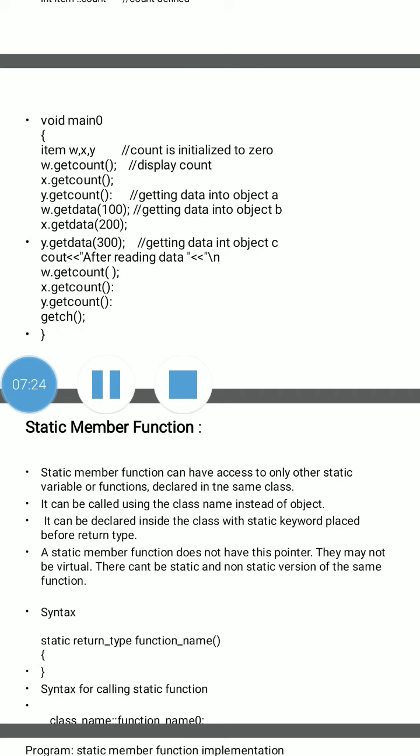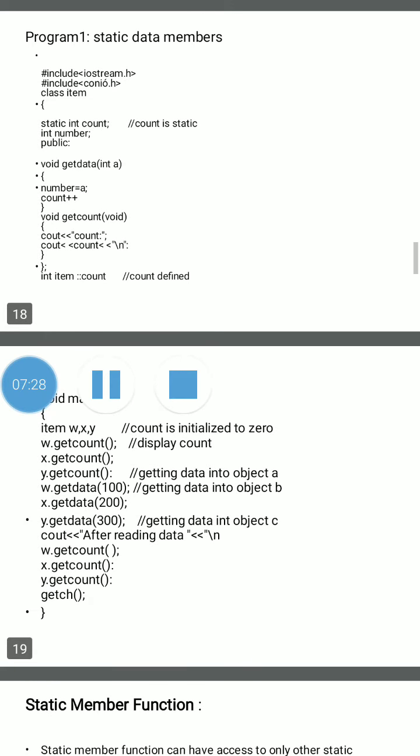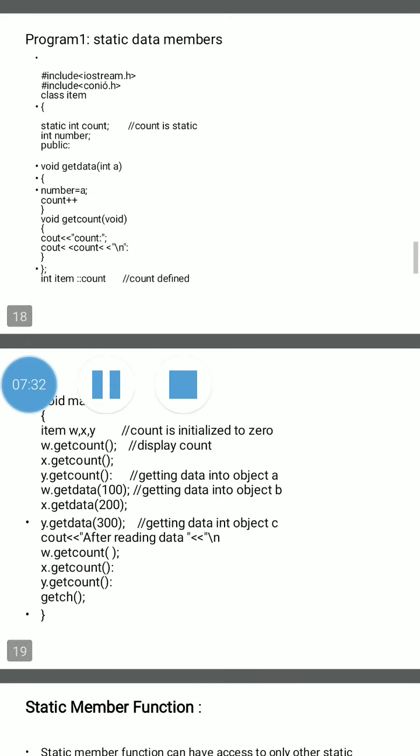So w dot get count function. Check the get count function, in that the value of count is 0. After that x dot get count, here once again the value of count is 0.